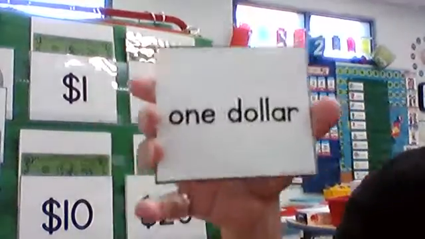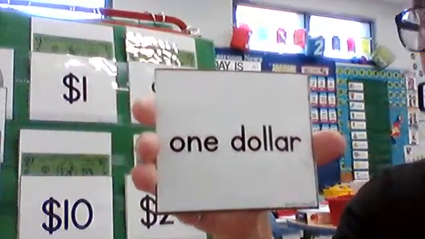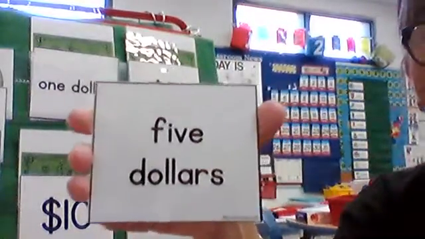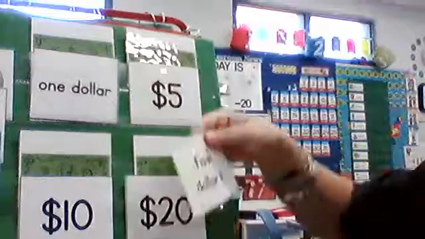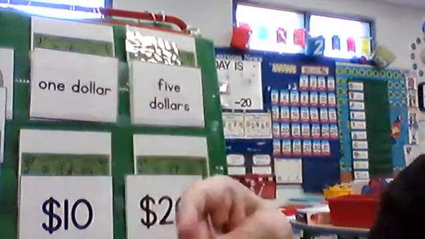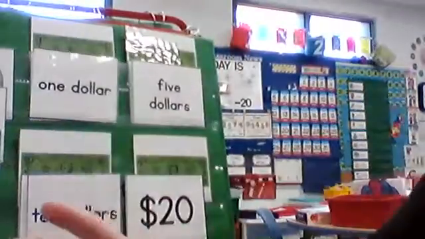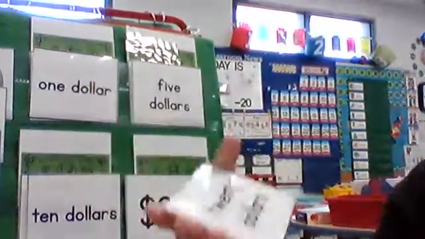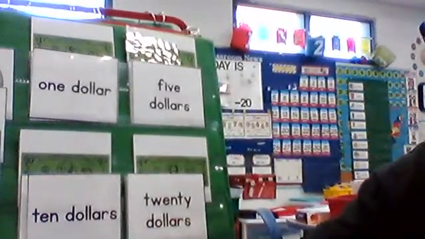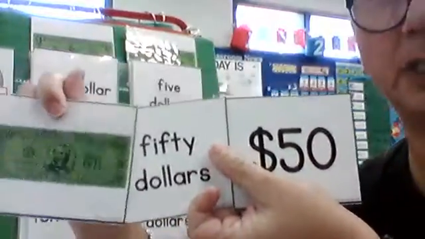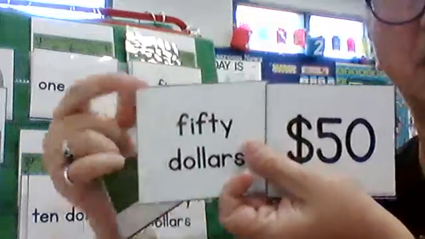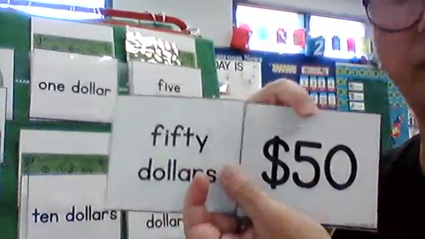Well, how about this? $1. $5. $10. And $20. And let's just take a quick look at $50. Look at the representations of $50. This is Ulysses S. Grant on the front. This says $50, and this is the numeric expression of $50.